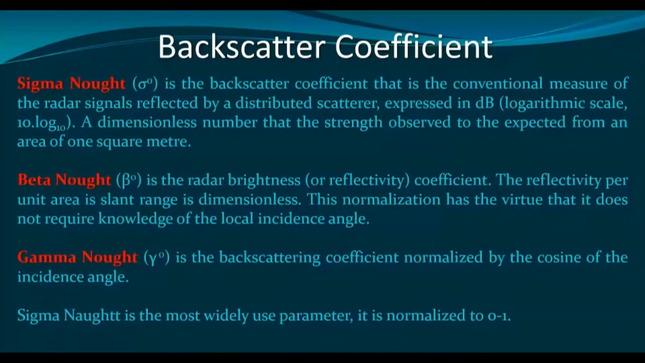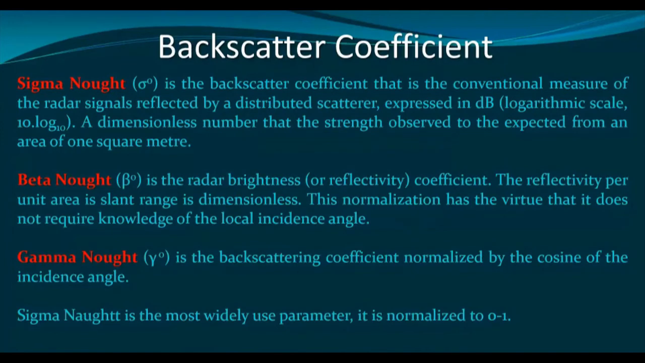Sigma naught, what does it mean, the sigma naught backscatter coefficient? Sigma naught is the backscatter returned to the antenna from a unit area on the ground, for example, a 1 square meter ground area. So sigma naught is the backscatter returned to the antenna from a unit area on the ground. It is corrected for the local incidence angle.